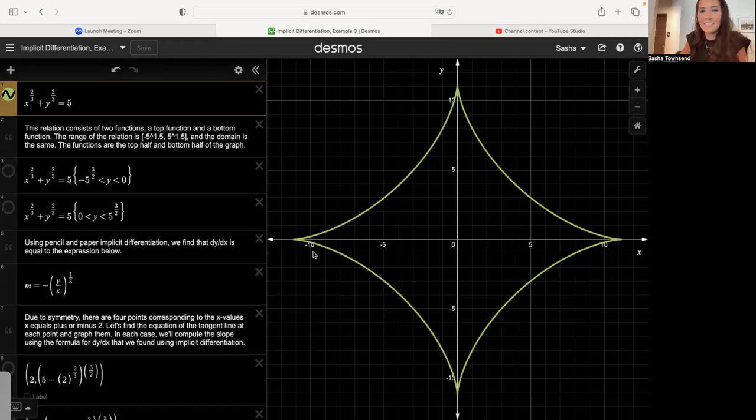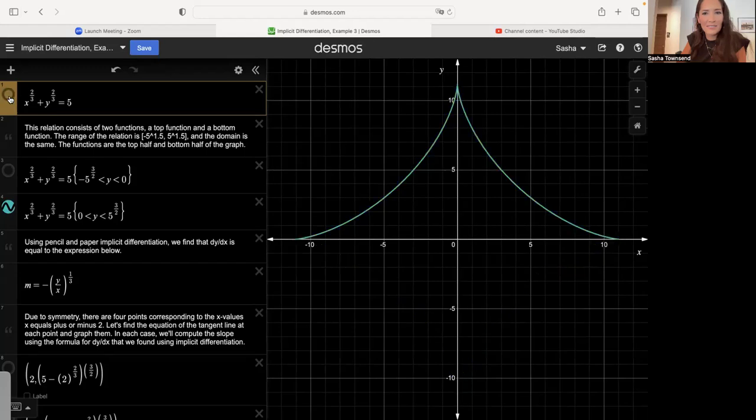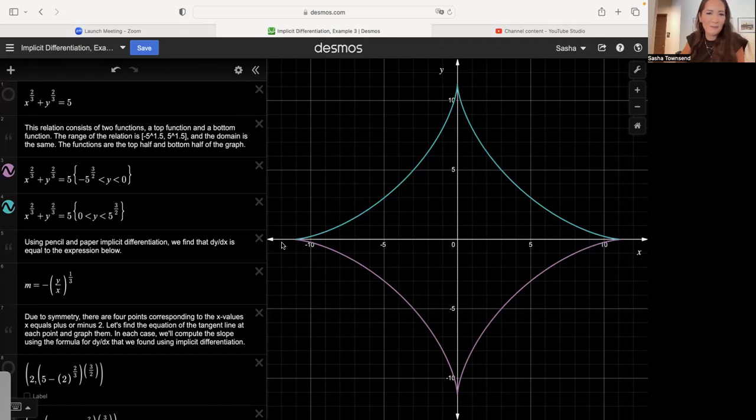I would have you notice that there are two functions here. We've got this top function and then the bottom function. The top function is where y goes from 0 to this value, which is, when x equals 0, y is equal to 5 to the 2/3. So it looks like that. And then the bottom half of the function is where y goes from the opposite of that value to 0. And so we have that. So it's a very pretty graph.